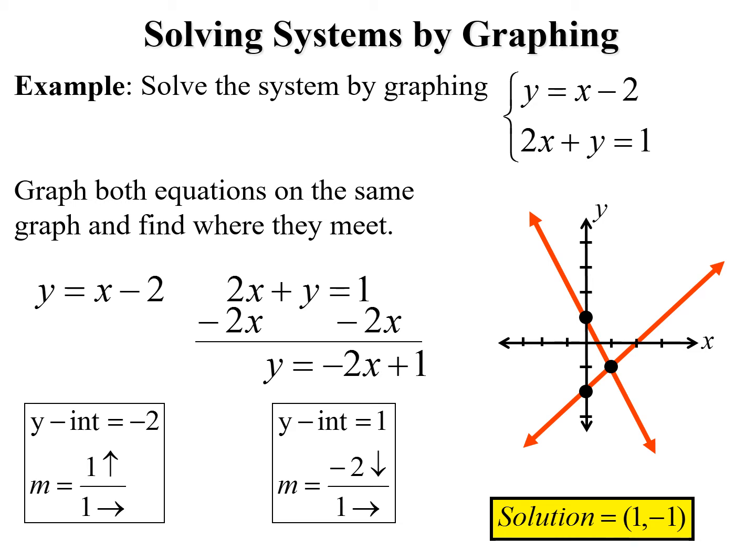When we solve a system by graphing, we want to solve graphs where our solutions are points that have whole numbers. It's easier to see where they overlap. So for example, this solution at 1, negative 1 is very clear to see that they both meet at that point. So let's go ahead and take a look at solving systems algebraically.